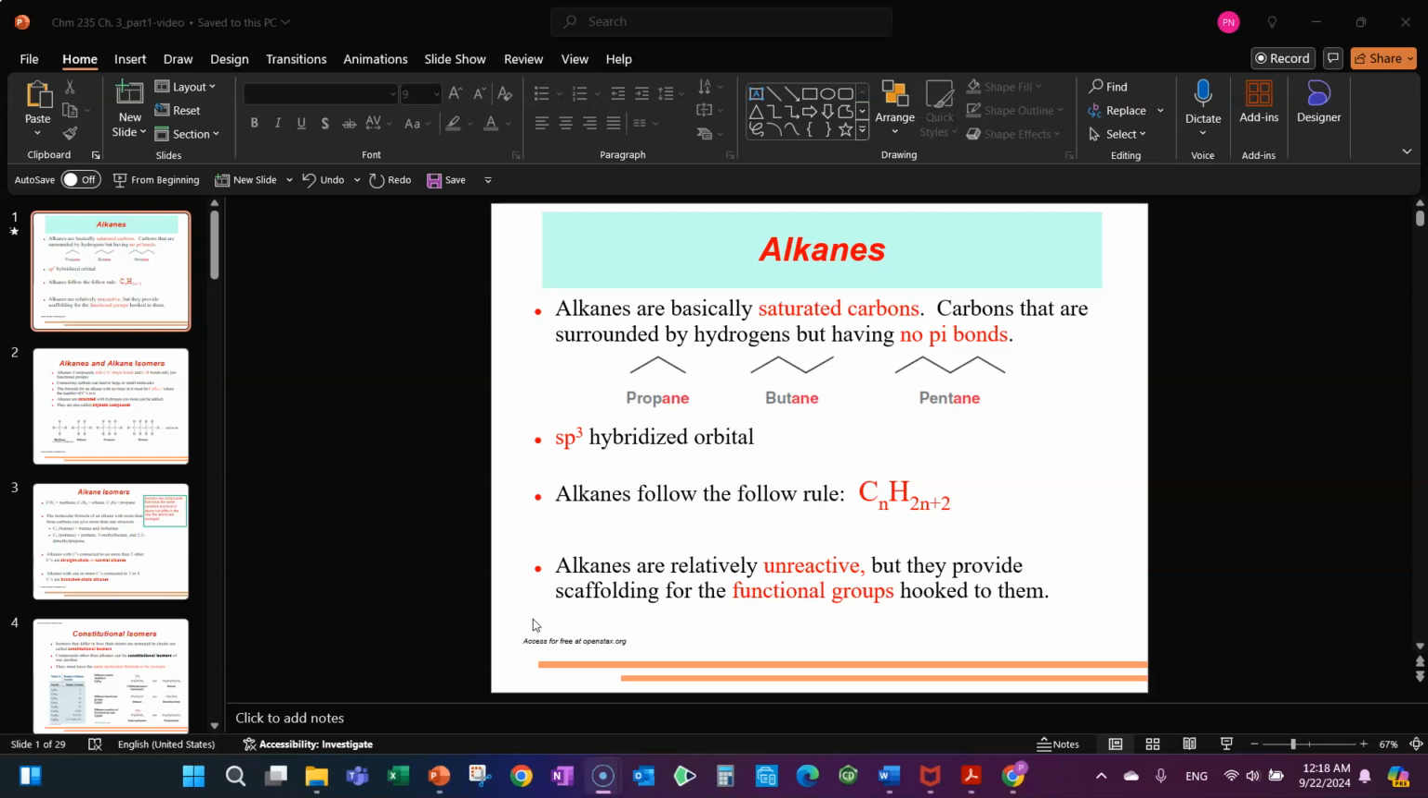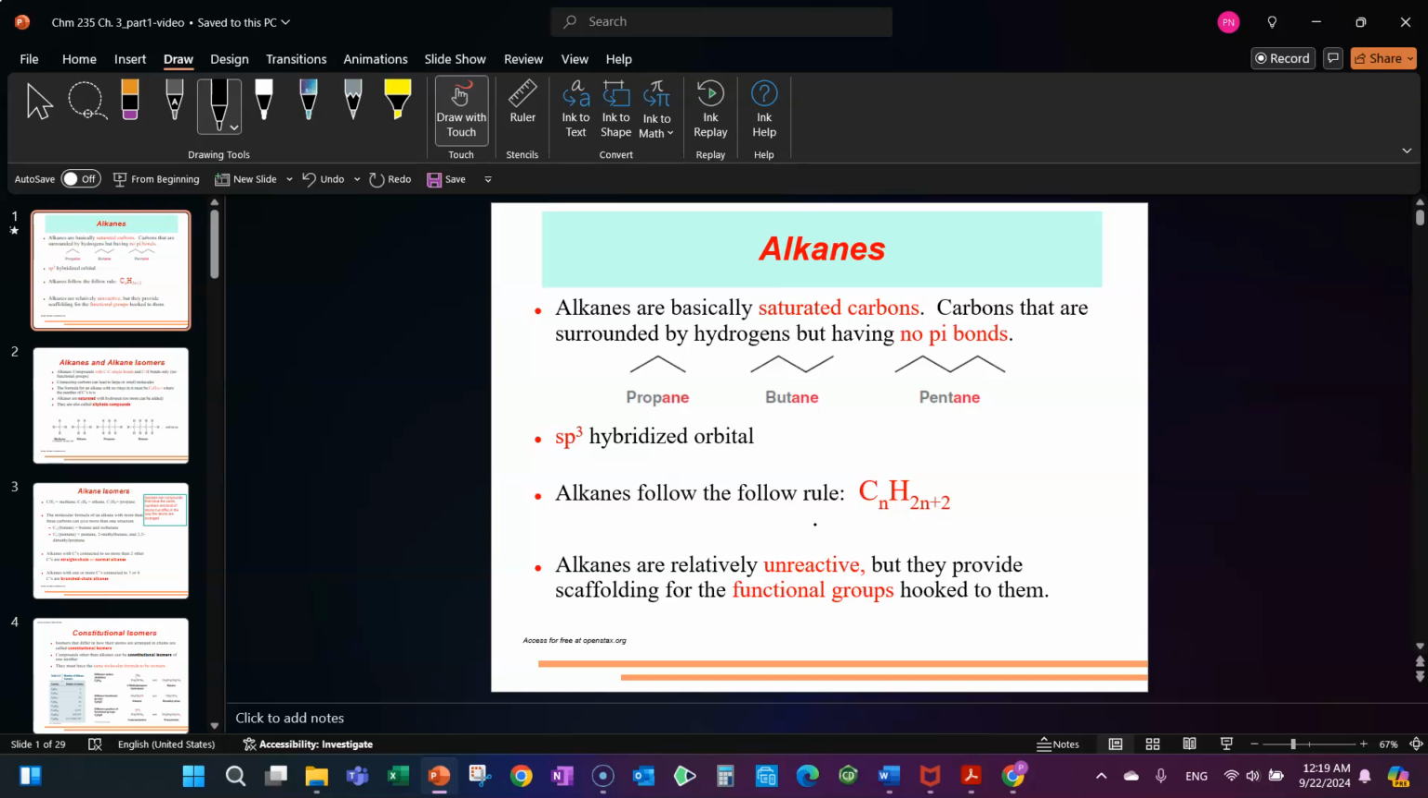In this video, we are going to talk about how to name alkanes using the IUPAC nomenclature. But before that, let's look at a few characteristics of alkanes. First of all, alkanes are saturated carbons. That means they do not have any double bonds or triple bonds. Every carbon atom has its valency fulfilled with hydrogen atoms. And every carbon atom in an alkane is sp3 hybridized.